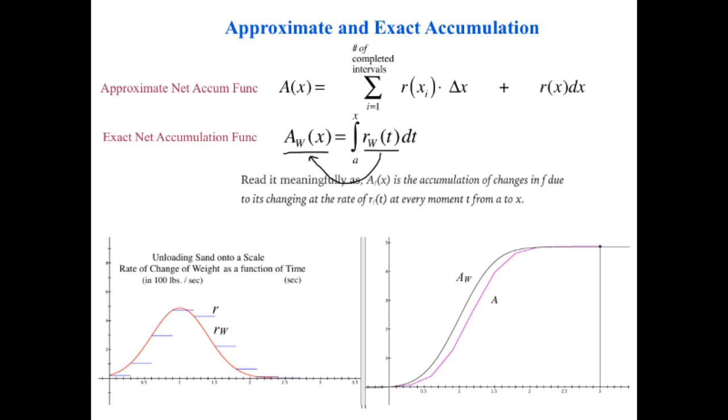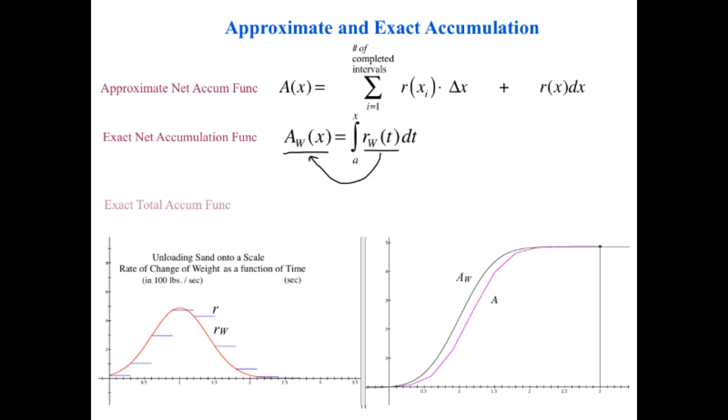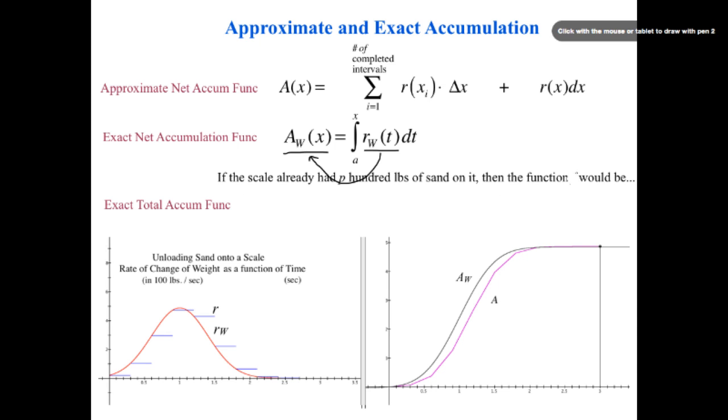And then what about exact total accumulation? If there were P, 100 pounds of sand originally, then what would the function W be? If before we started all this there were P pounds of sand on it, then what would the W function be? All the previous accumulation, P, plus the exact net accumulation, which is our integral function.